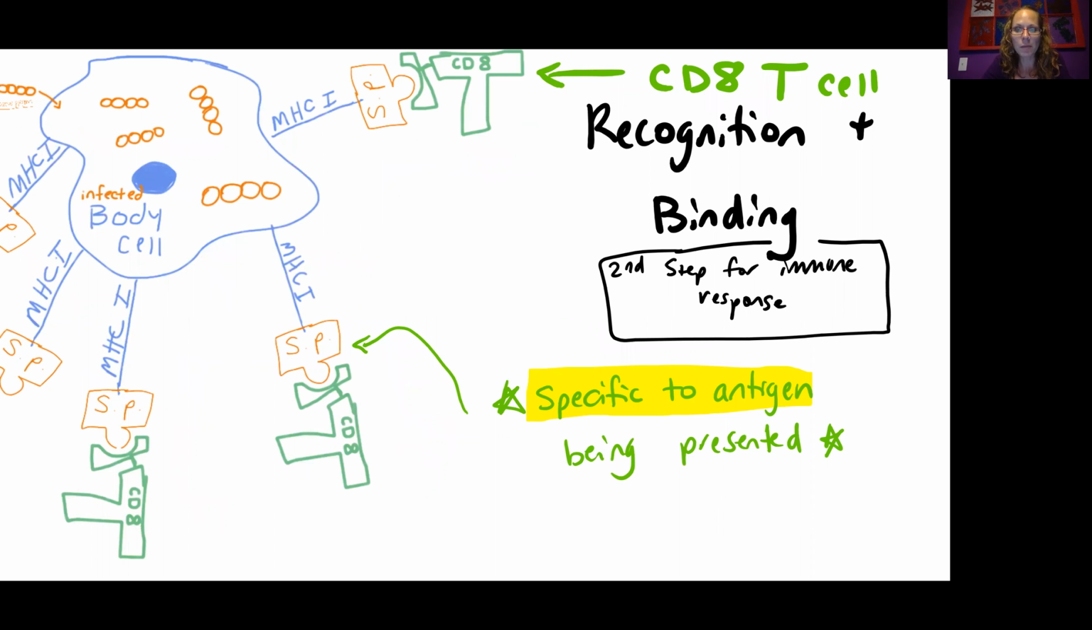Our second step that happens is the recognition and binding. So because we are holding out our antigen using class 1 MHC protein markers, it is going to be our CD8 T cell, which recognizes and binds. Again, you have millions of different types of CD8 T cells in the body, able to recognize and bind to the millions of different possible antigens that you're going to be exposed to. So this is our second step in our immune response.